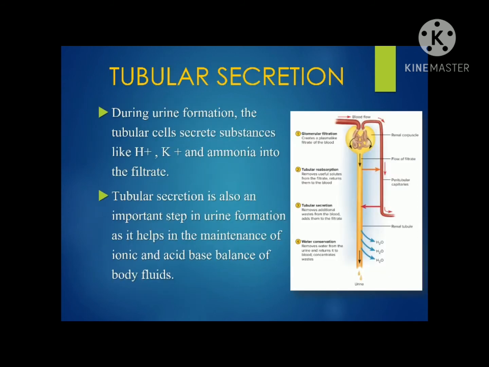Tubular secretion. During urine formation, the tubular cells secrete substances like hydrogen ion, potassium ions, and ammonia into the filtrate. Tubular secretion is also an important step in urine formation as it helps in the maintenance of ionic and acid base balance of the body fluids.